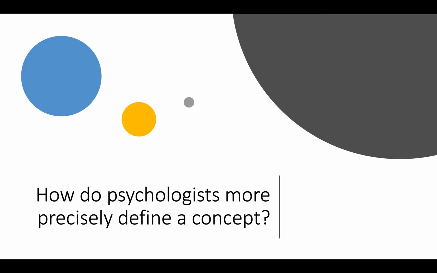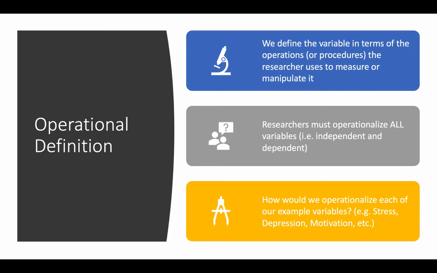Now, how do psychologists more precisely define a concept? Well, when we want to define a construct more specifically, we want to have parameters or a definition to which we can refer. And what do we call these definitions? We call them operational definitions. So, an operational definition is defining the variable in terms of the operations or procedures that researchers use to measure or manipulate it. So, we operationalize every single variable in our study.